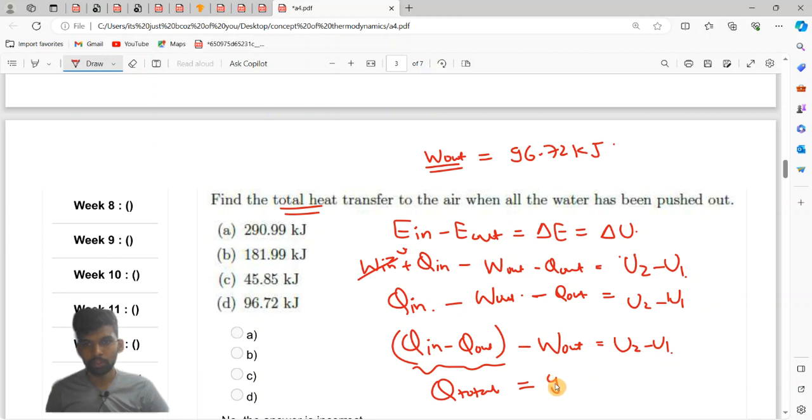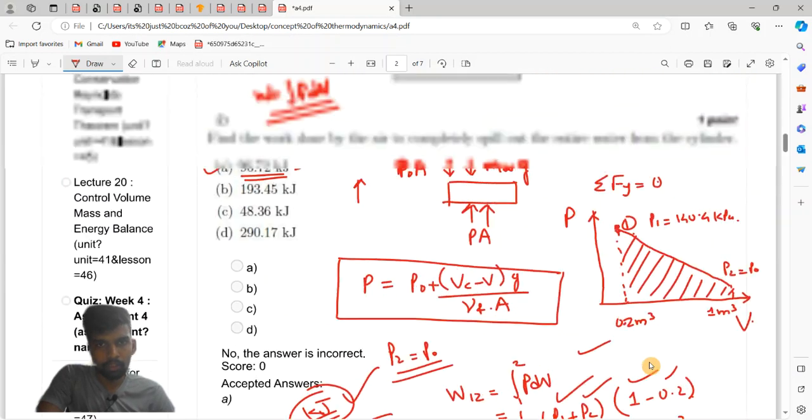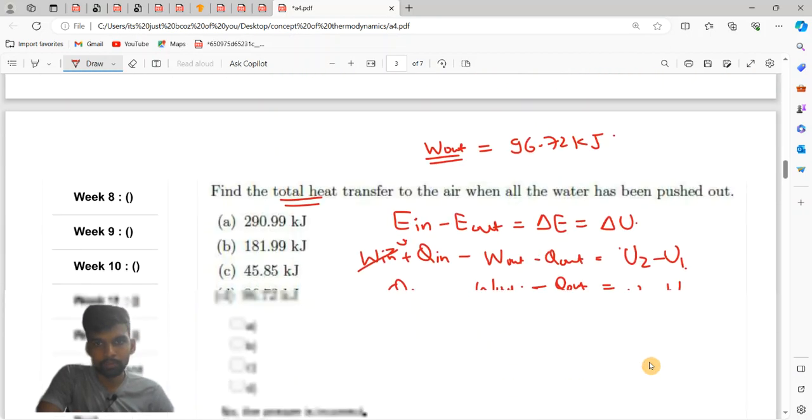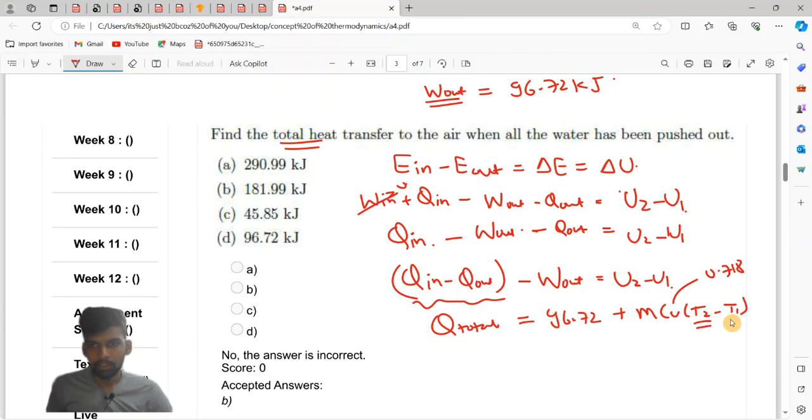So bringing it to this side, 96.72 plus Q total equals U2 minus U1, which is nothing but m Cv (T2 minus T1), because change in internal energy can be written like this: mass times specific heat at constant volume times change in temperature for a calorifically perfect gas. And unless otherwise stated, we will always assume that the given gas is a calorifically perfect gas. So for air it is 0.718 kilojoule per kg Kelvin, and T2 I hope we have calculated. If not, then we can easily calculate. Okay, everything is the calculation part here.